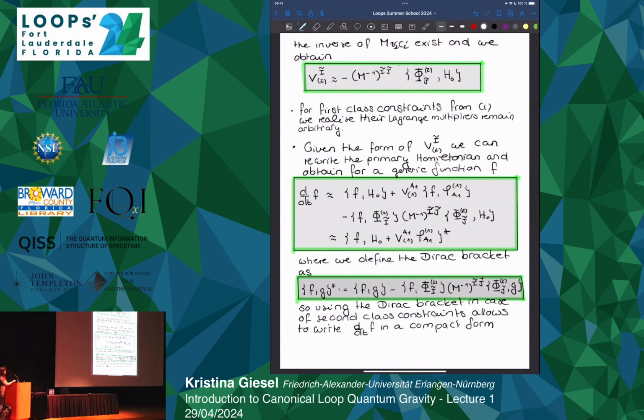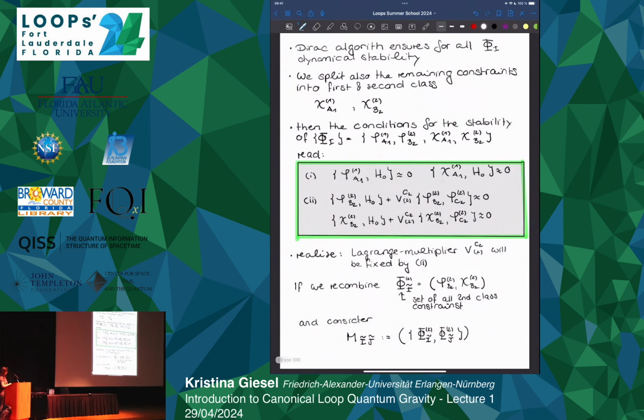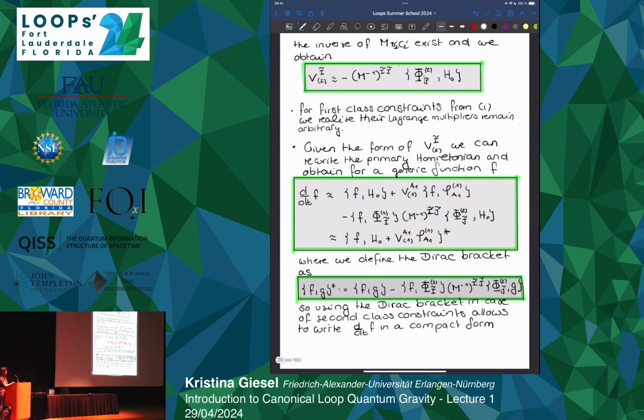It has a contribution coming from H naught. Then you have the first-class primary constraints here with generic Lagrange multipliers. And this additional contribution here, which involves the inverse of the second-class matrix, is basically the result of fixing these Lagrange multipliers here on the top. And this has a specific structure, namely, we can combine all these terms into one new bracket, which has a star here, which is the so-called Dirac bracket, which I have displayed here below.